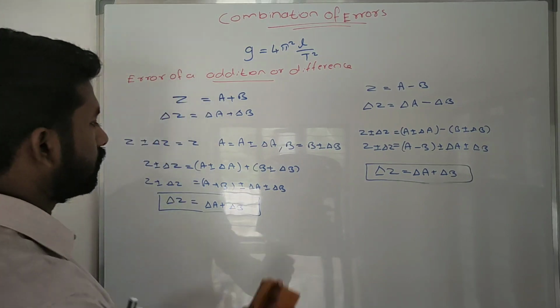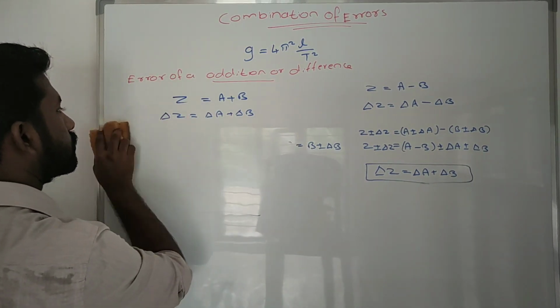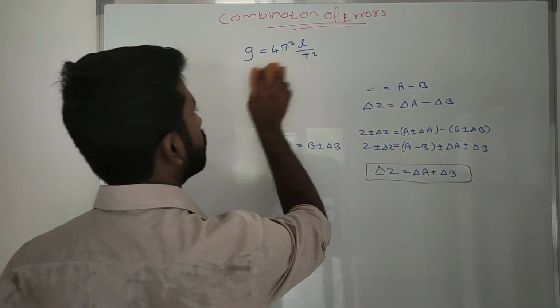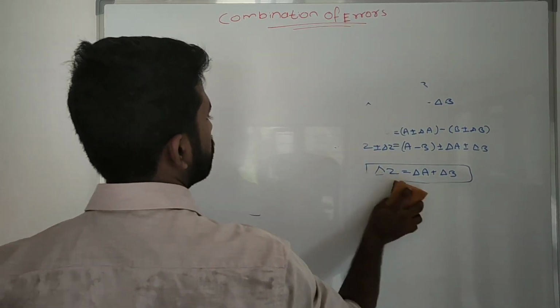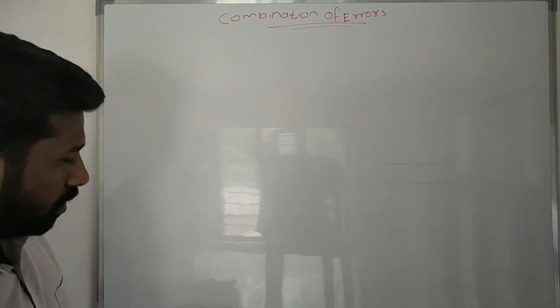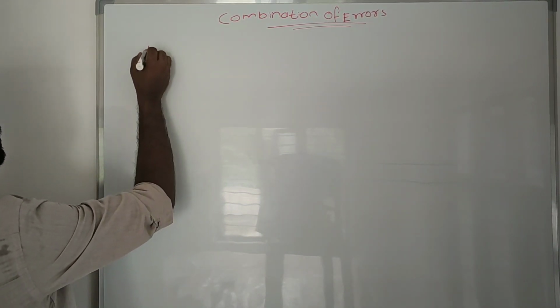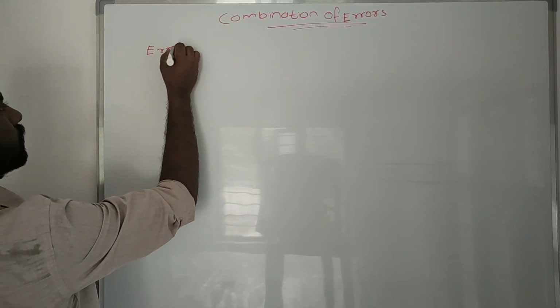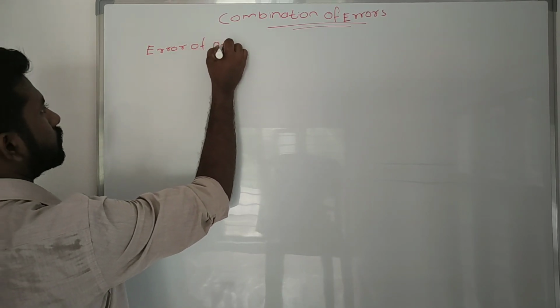Next we will see the error of a product. If you do the mathematical operation of a product, how is the error propagated? Error of product.